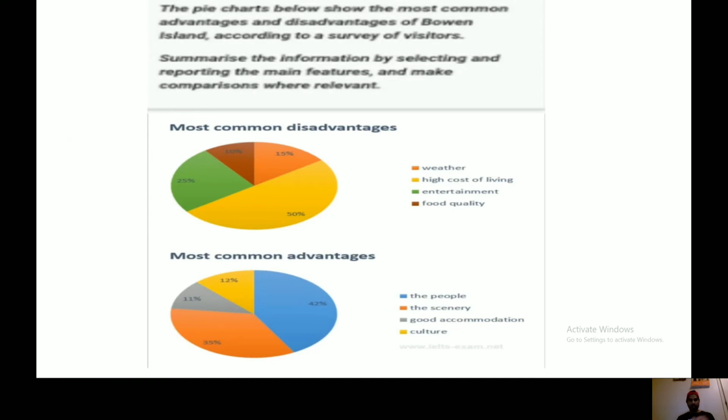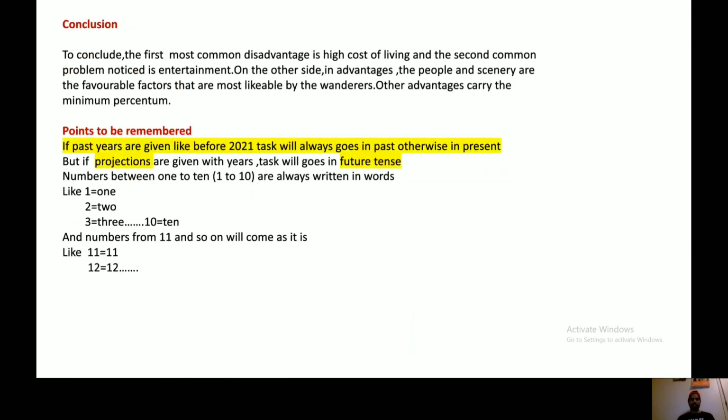Entertainment is being given 25%, so it is the second most common problem. Now the disadvantage part is done.